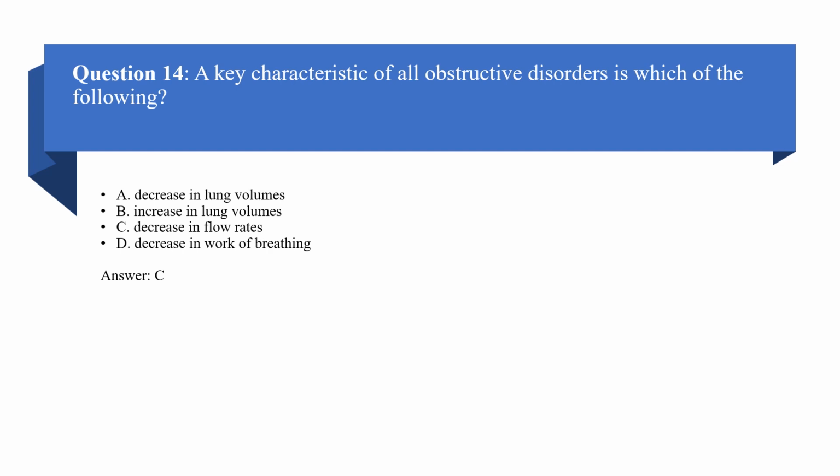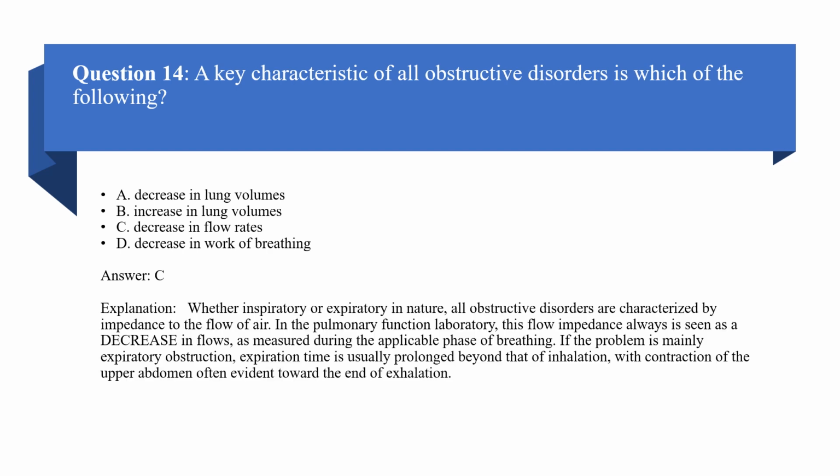Now, in some cases, volumes or capacities may also be increased where there's air trapping, such as an asthmatic in a severe episode, or a patient with moderate to severe emphysema, where they cannot exhale properly. So those may occur, but what universally occurs with obstructive disorders, and as part of the definition, are decreases in flow rates. A little more on the explanation.